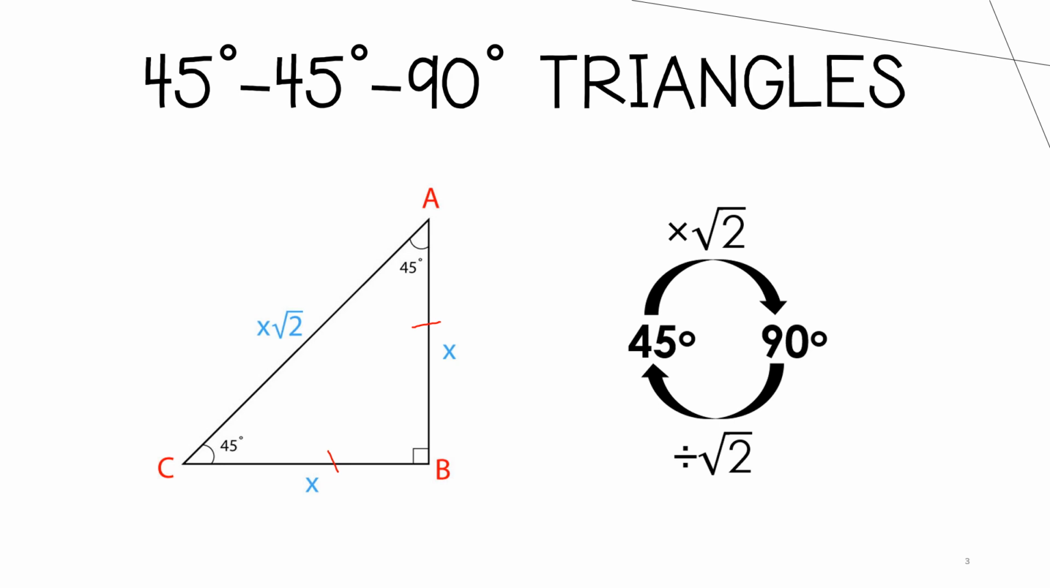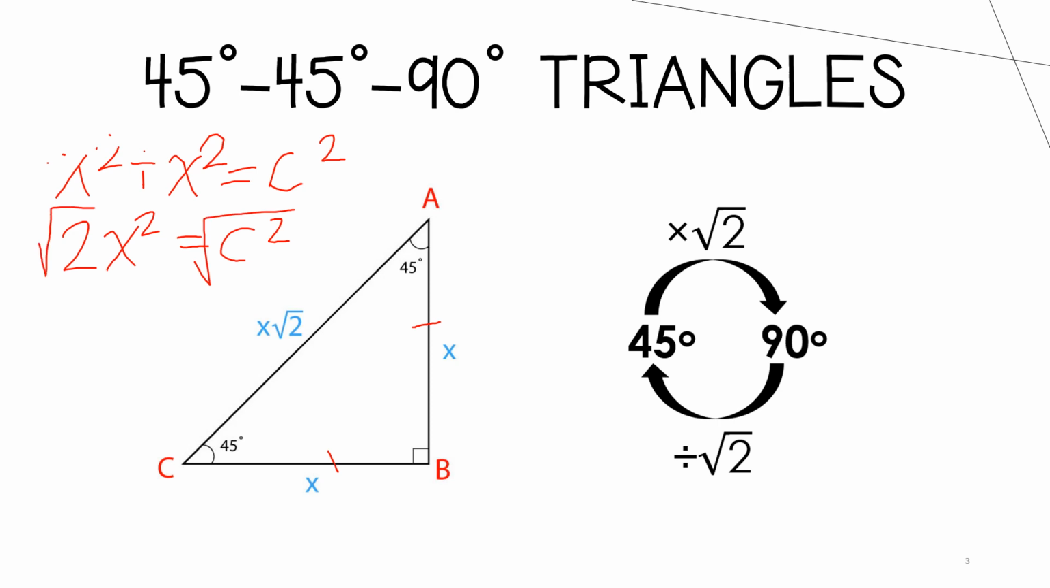Now, if we use the Pythagorean theorem to find the hypotenuse, it would be x squared plus x squared equals, and I'm just going to call the hypotenuse c squared. X squared plus x squared is 2x squared equals c squared. Then if I take the square root of both sides, the square root of 2 is just the square root of 2, and the square root of x squared, they undo each other, so that's just x. So instead of having to use the Pythagorean theorem every time, you automatically know that the hypotenuse is the leg times the square root of 2.